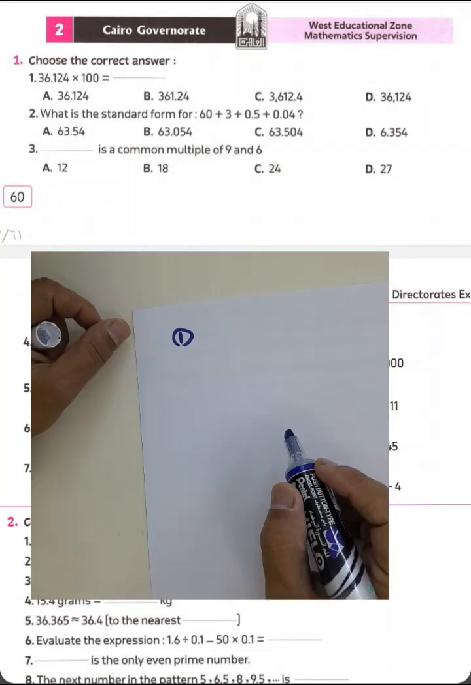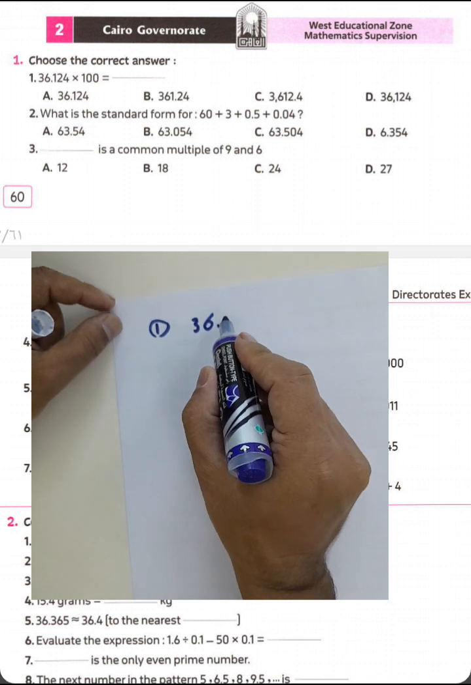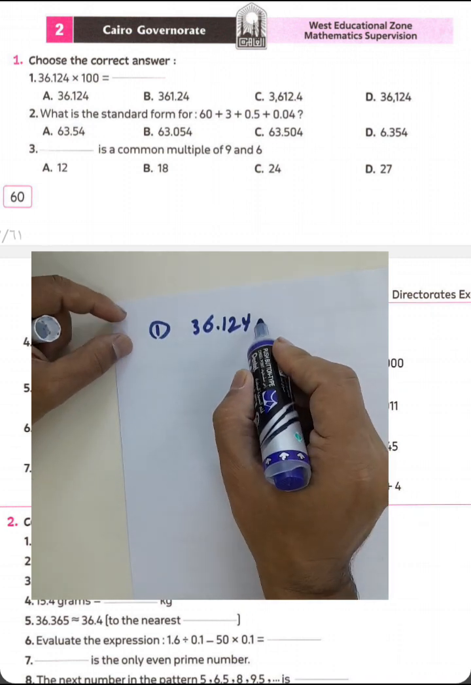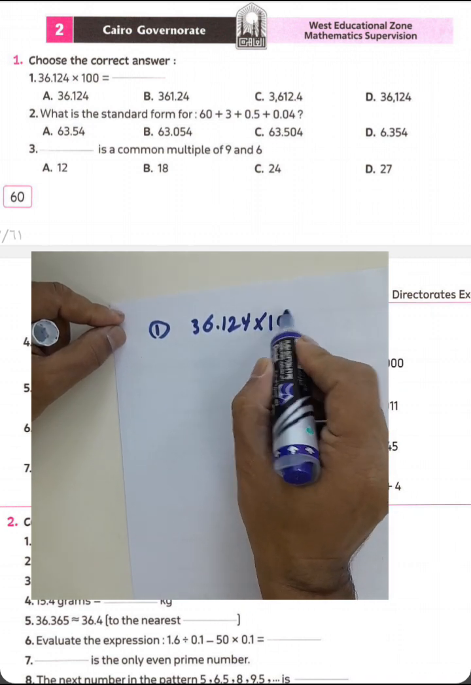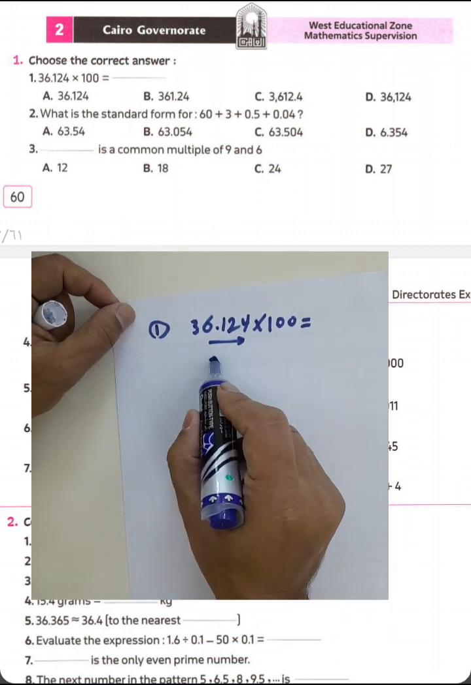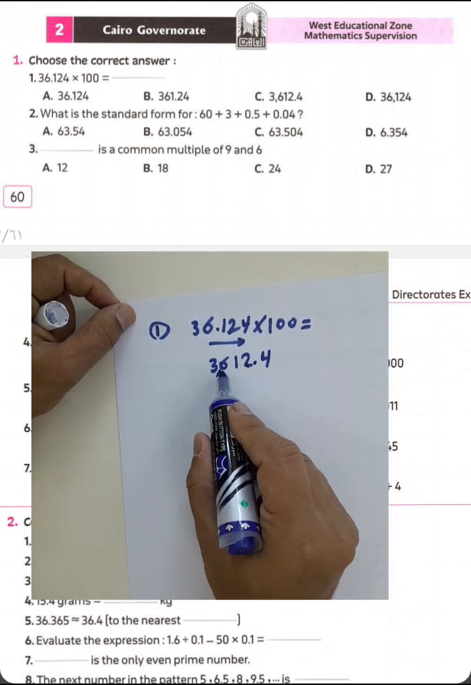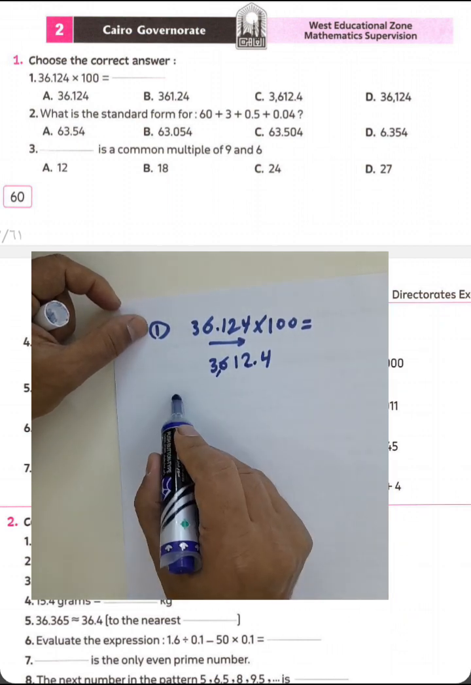Question number 1. Choose the correct answer. 36 and 124 thousandths multiplied by 100 equals what? We must move the point to the right by 2 places. Write 3612.4. The result will be 3,612 and 4 tenths.